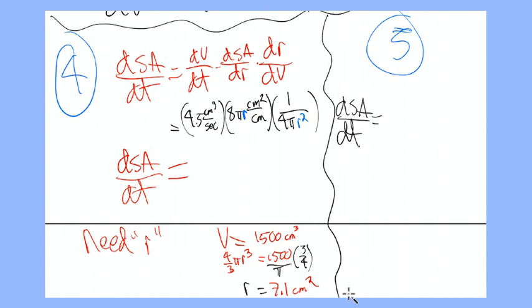Okay, so as we do this, dV by dt, that was given, 4.5 centimeters cubed per second. And then we have this one here, dSA by dr, which we figured out was 8 pi r, centimeters squared per centimeter. Why are those the units? Because it's surface area, centimeters squared there, over radius, which is centimeters. And the final rate was dr by dV, and that's 1 over 4 pi r squared.